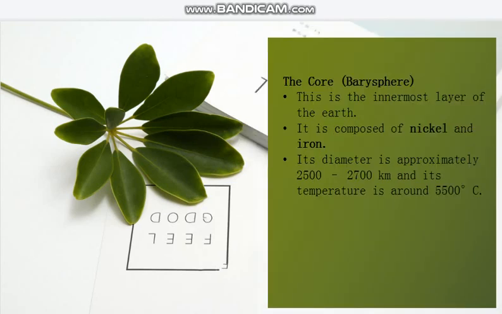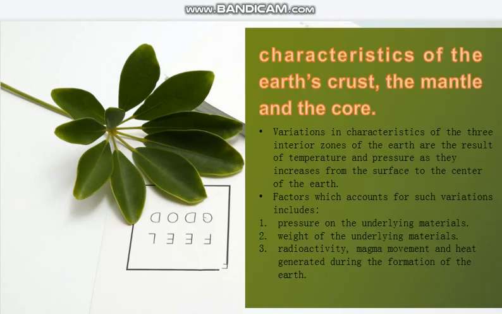Then we have the core. This is the innermost layer of the Earth, and it is composed of nickel and iron. The core is divided into the outer and the inner one. Its diameter is approximately 2,500 to 2,700 km, and its temperature is about 5,500 degrees Celsius. So it's very hot in the core. This is the main part and the center of the Earth.